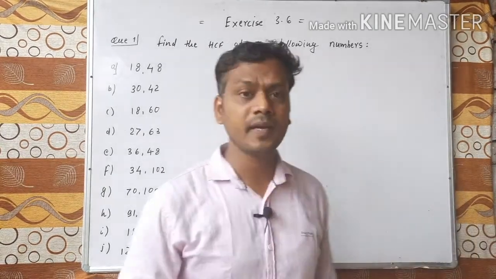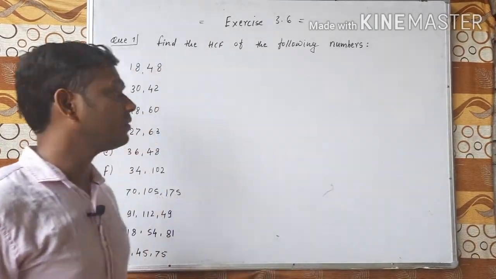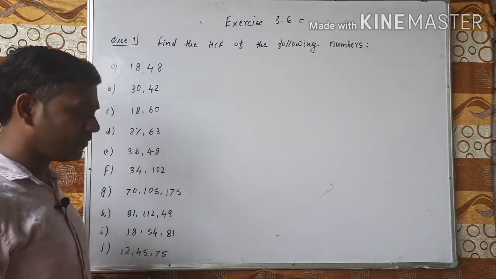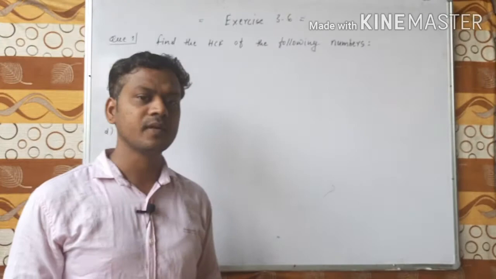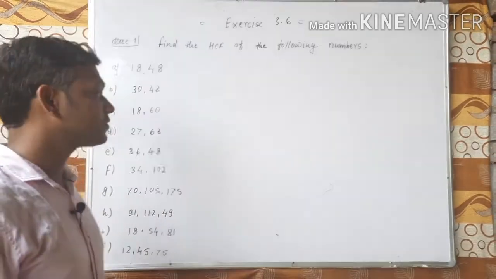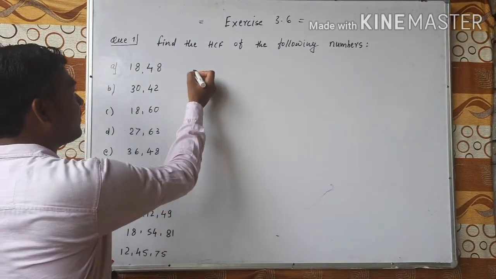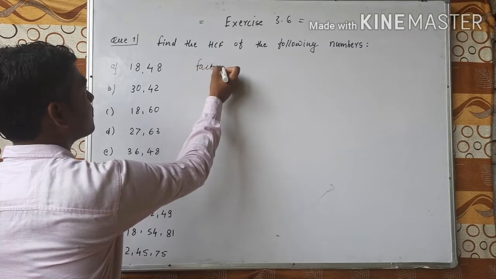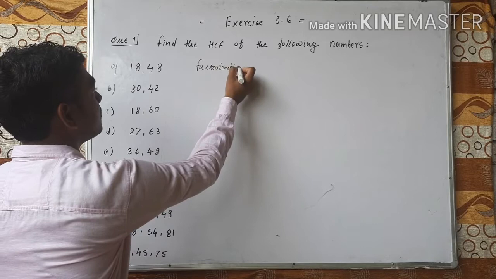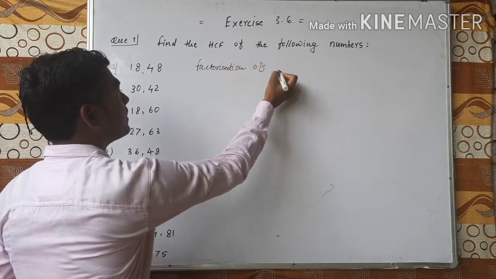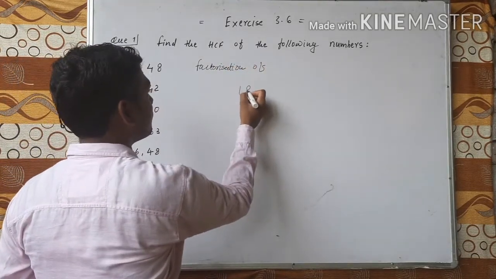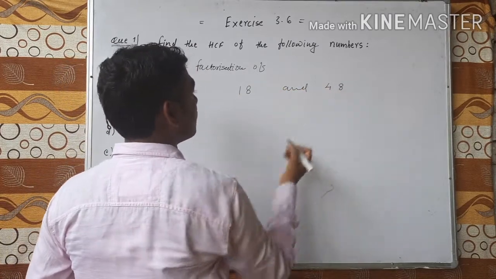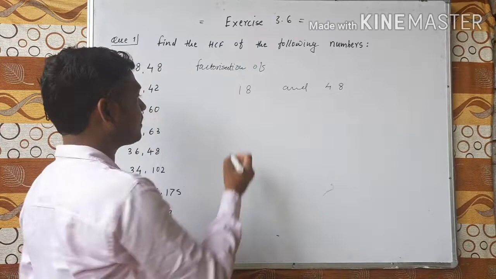Okay, so first we can try to understand question number 1, 18 and 48. Calculate the HCF of 18 and 48. So first we find their prime factorization, factorization of 18 and 48. Okay, one by one we find the factors of both.